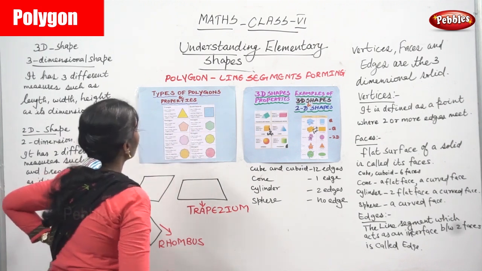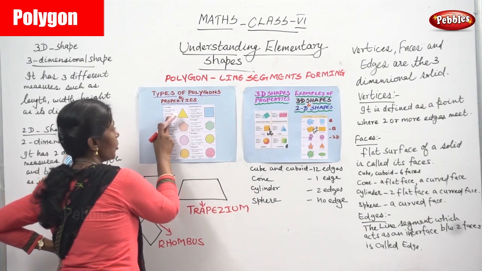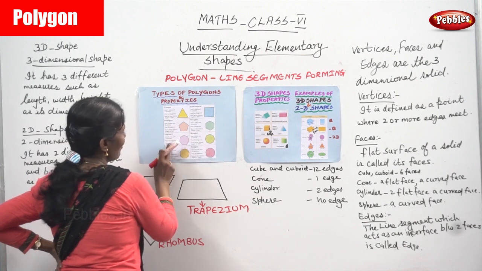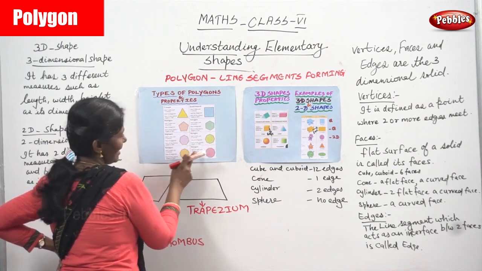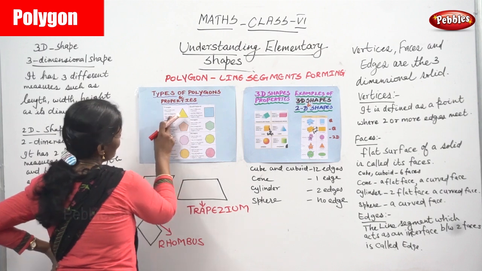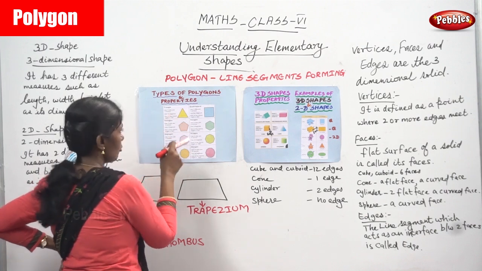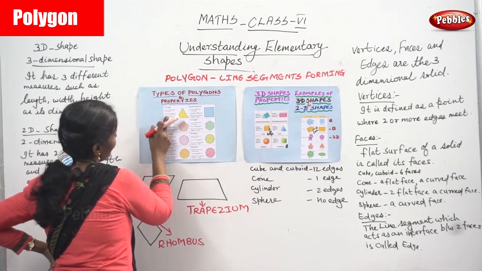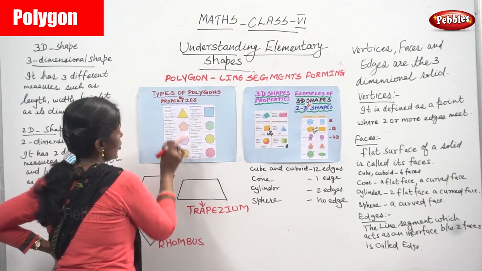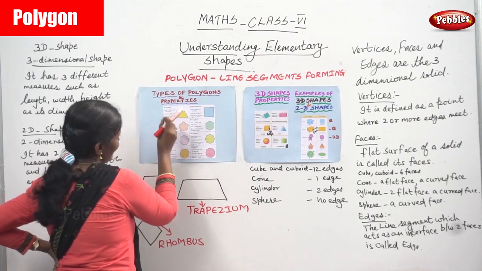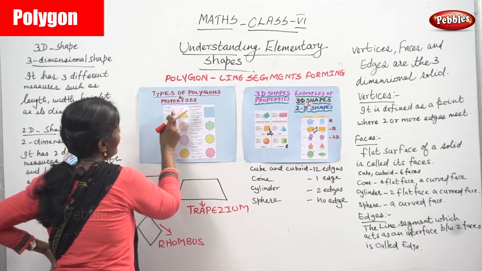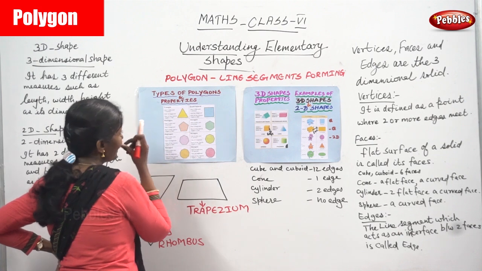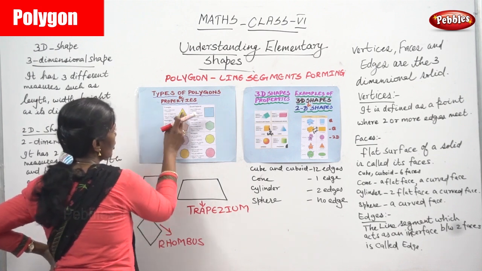First one is a 3-side polygon. This is a 4-side polygon. This is a 5-side polygon, 6-side polygon, and 7-side, 8-side, 9-side and 10-side polygon. A 3-side polygon has the fewest sides of any polygon. It has only 3 sides, and it is nothing but a triangle. We can call it a triangle.